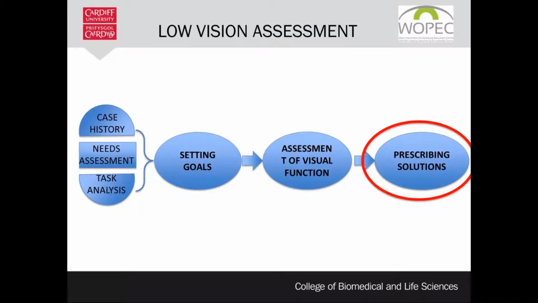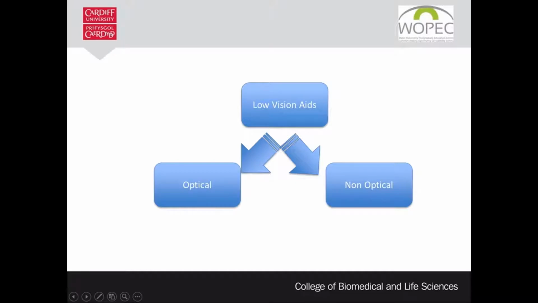If you have been following this course, we are now almost at the tail end of it, which is prescribing solutions. We did the first component, which entailed getting a good understanding of what magnification is and how to determine the right magnification for a patient. When you know the magnification, you now have to determine the kind of device that will do the job. There are two main groups of low vision aids, optical and non-optical. This lecture would focus on optical low vision aids.